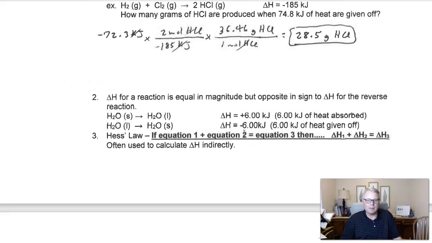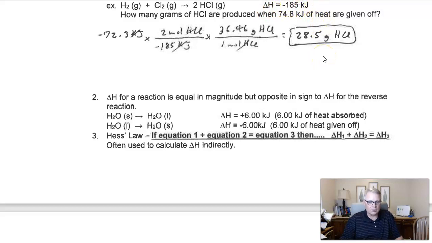So see if you can do this one. So here's a thermochemical equation. H2 plus Cl2 goes to 2HCl. This is hydrogen chloride. If I had hydrogen chloride dissolved in water, what would it be? Well, that'd be hydrochloric acid, right? But hydrogen chloride as a gas by itself is just hydrogen chloride. All right. Delta H for this reaction is negative 185 kilojoules.